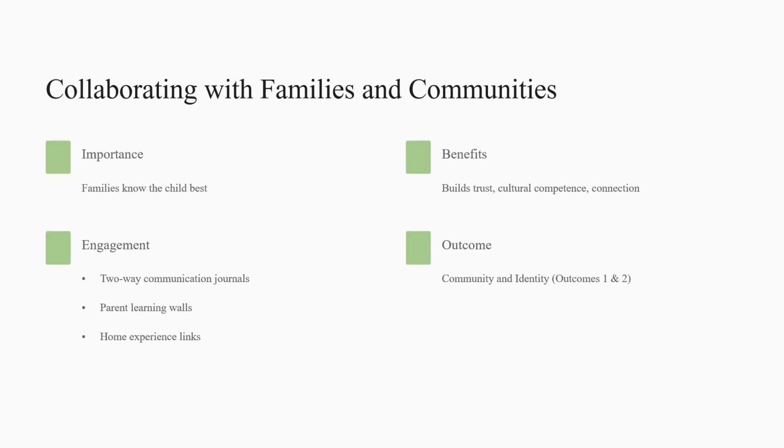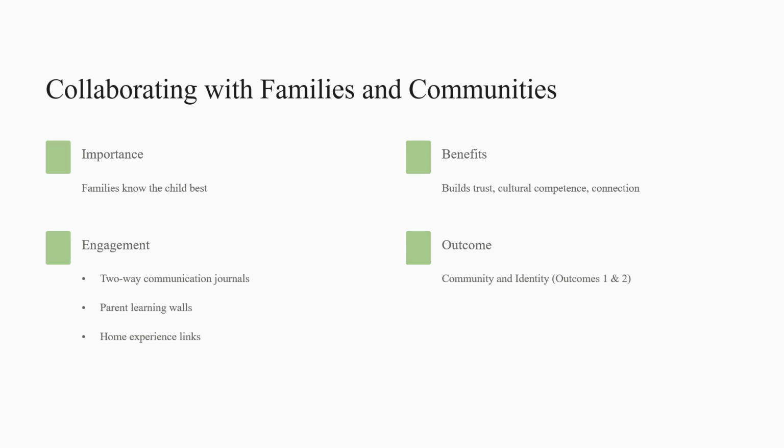In the next slide, I will discuss collaborating with families and communities. Families are the child's first teacher and their input is essential. Collaboration builds trust, cultural competence, and a sense of connection. We can engage families through two-way communication journals, parent learning walls, and home experience links that validate home learning. This strengthens community and identity, aligning with outcomes 1 and 2 of the EYLF.